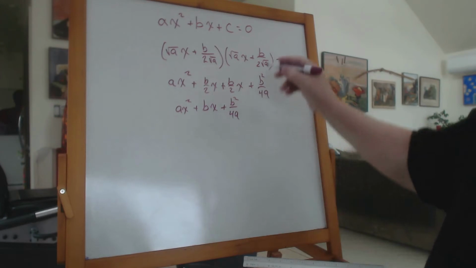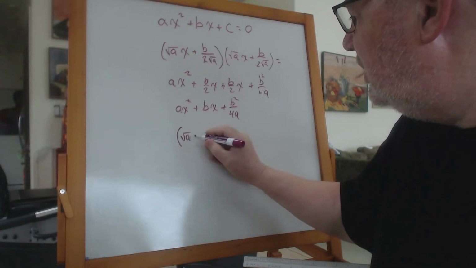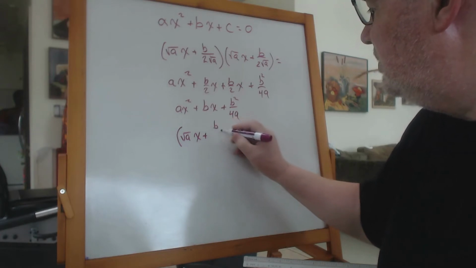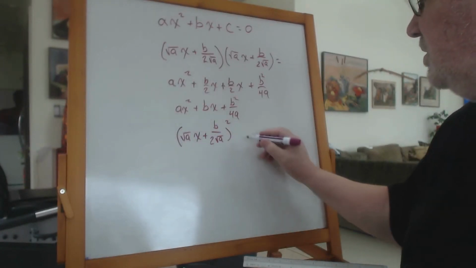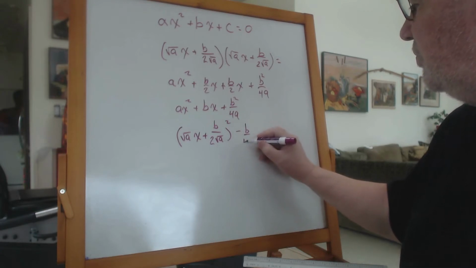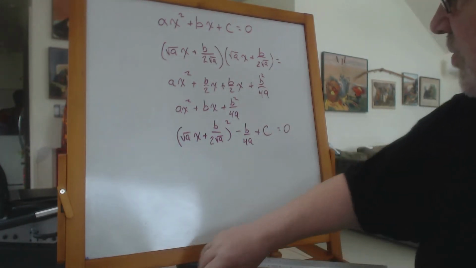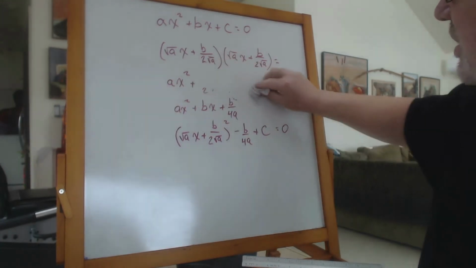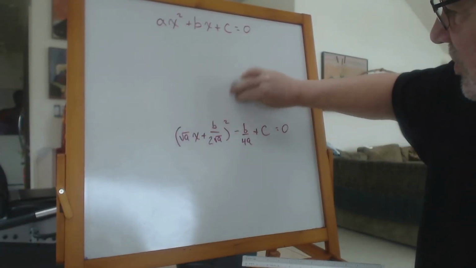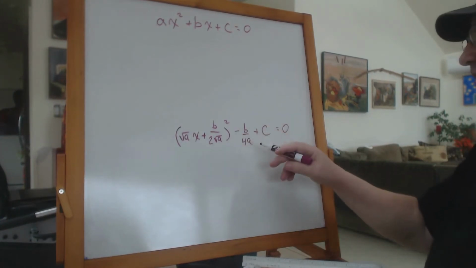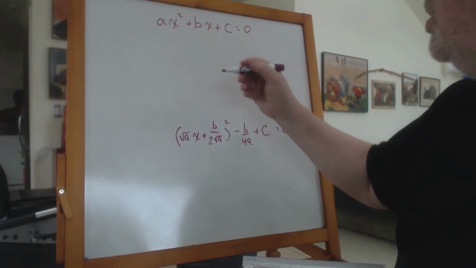So what we need to do is take square root of a x plus b on 2 square root of a, squared, minus b squared on 4a, plus c equals 0. And then when we expand that out, we get the above equation exactly. So by finding a square and adding and subtracting factors, we have that equation. So let's write that up there.